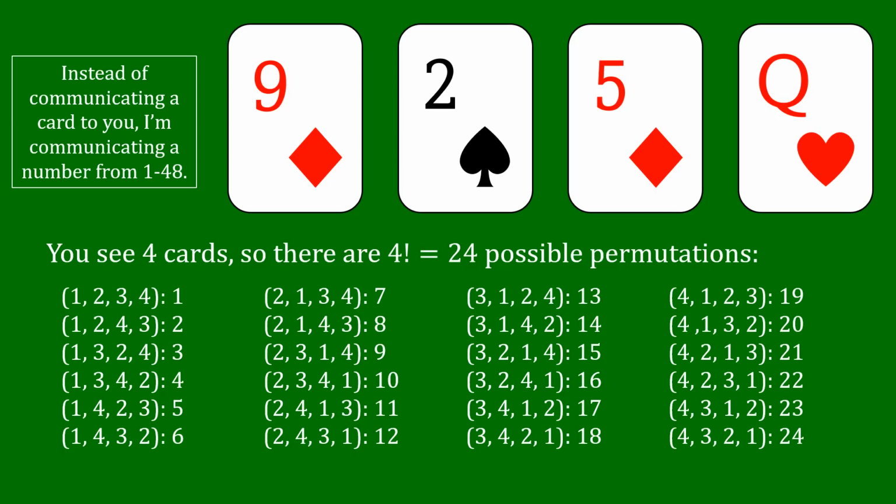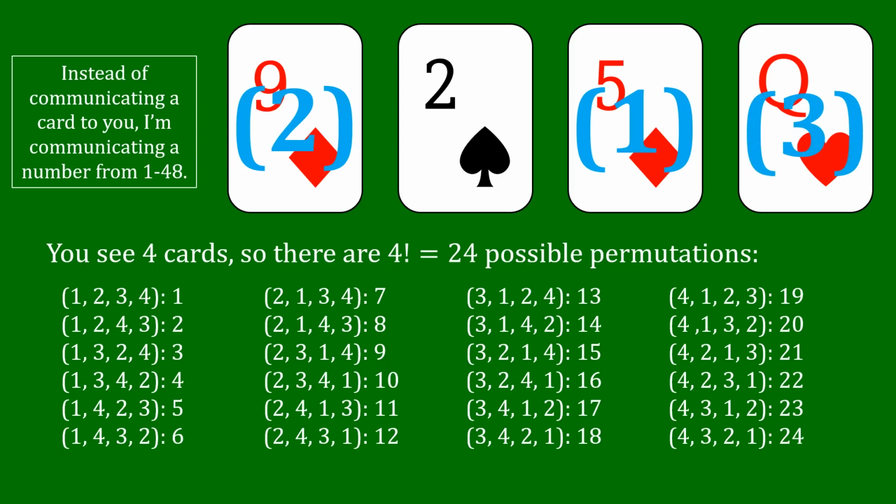When you look at the 4 face-up cards, you can label them again just like last time. The smallest card is the 5 of Diamonds, so that gets a 1. The next smallest is the 9 of Diamonds, which is 2. Then the Queen of Hearts is 3, and the largest card is the 2 of Spades, so that's 4. So overall, the order of cards that I'm showing you is 2, 4, 1, 3, which corresponds to 11. Now you know that the number I'm trying to communicate is 11, which means the face-down card is the 11th card out of the remaining 48.